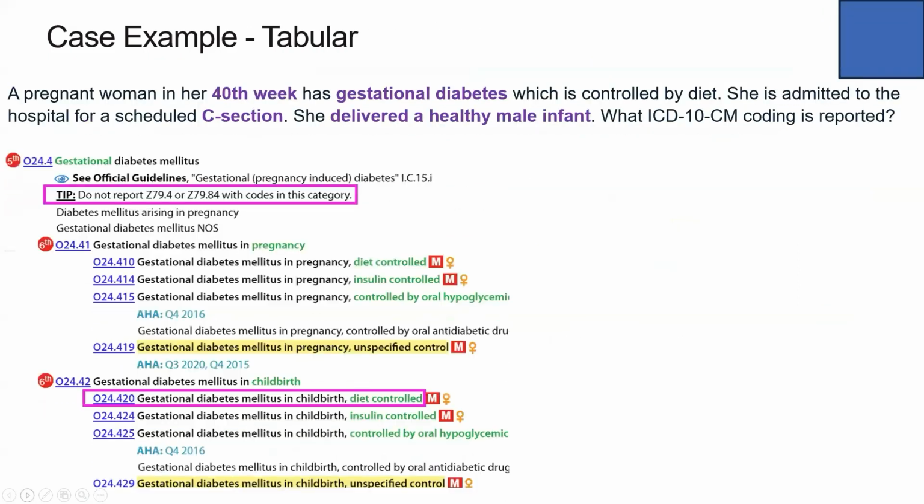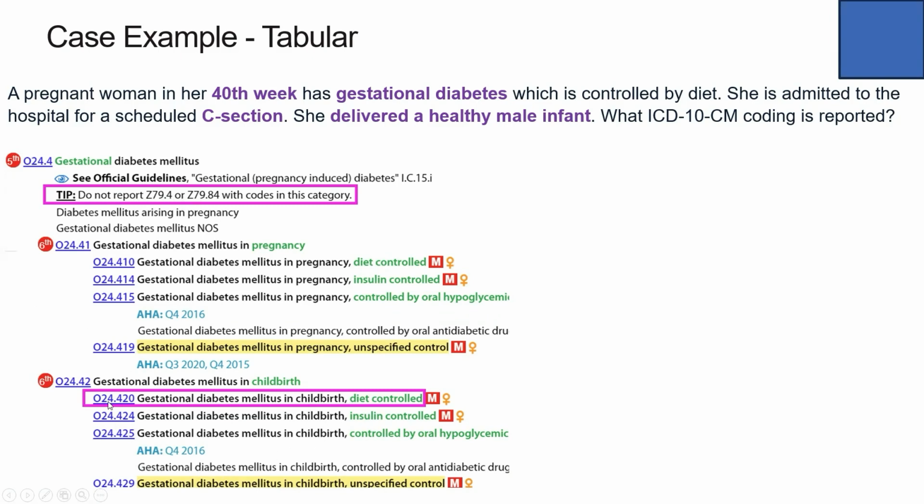So here we are at gestational diabetes mellitus. And again, it's a tip as a reminder that we do not report if she was insulin controlled or oral hypoglycemics controlled. Here at our code set and our final character, we have gestational diabetes mellitus in childbirth, diet controlled. Here you can see we have insulin controlled. Here you can see controlled by oral hypoglycemic, and then unspecified control as well. Now, we wouldn't be coding these Z codes, which typically indicate these items here, because they're packed into the code already. So we wouldn't need to code them, and it would be double coding.